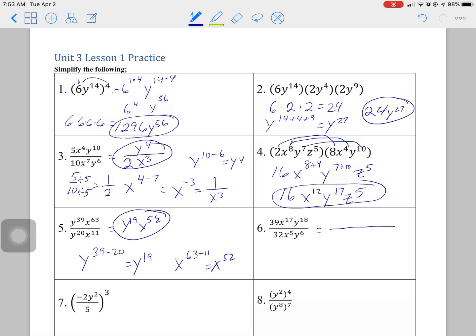All right, 39 over 32. 39 is a prime number. I mean, you can try a bunch of stuff. It doesn't end in an even number. 3 plus 9 is 12, isn't it? Where's my calculator? Is that not a prime number? Hang on. 39. 3 plus 9 is 12, which is divisible by 3. So 39 divided by 3 is 13.